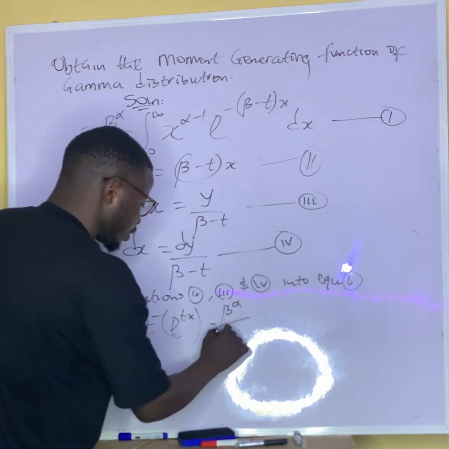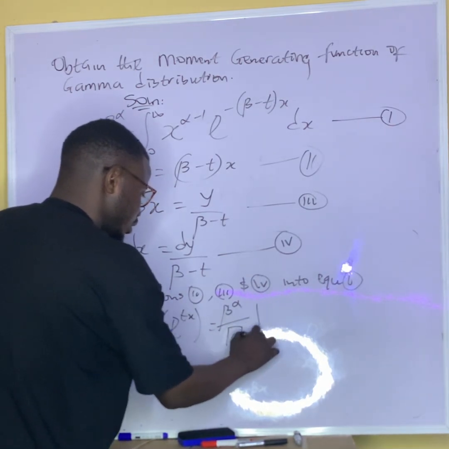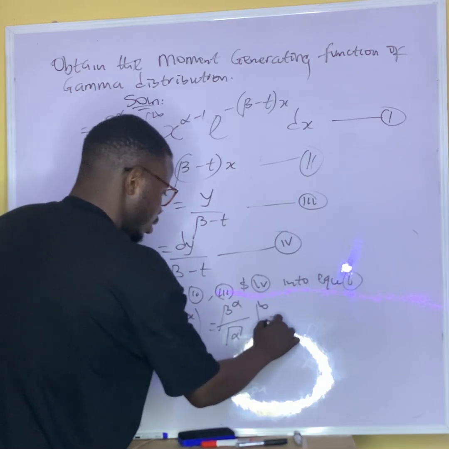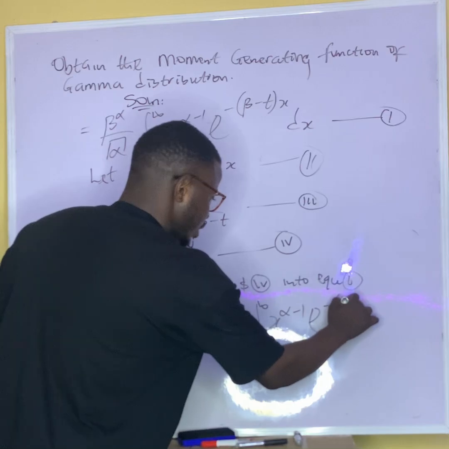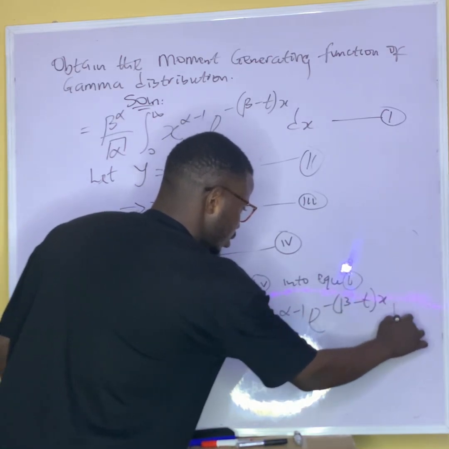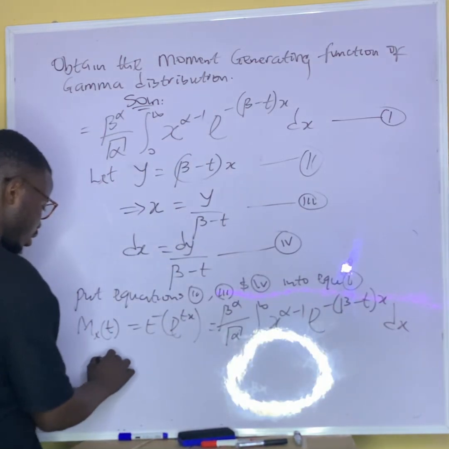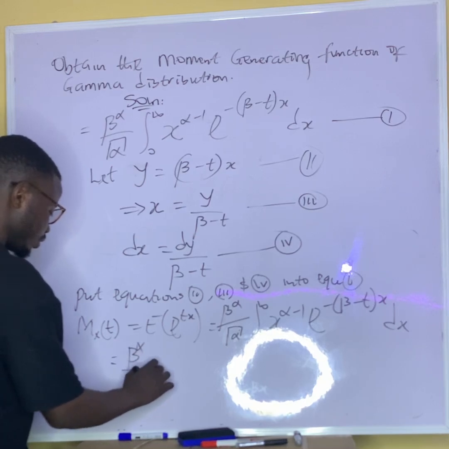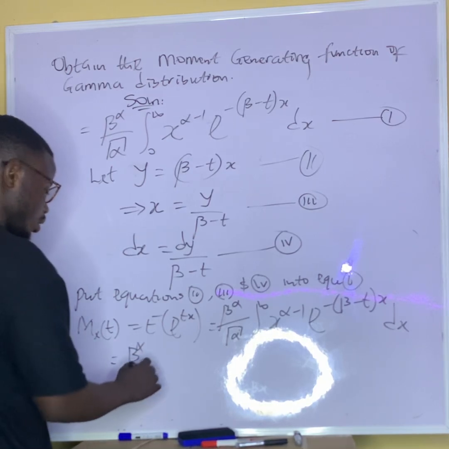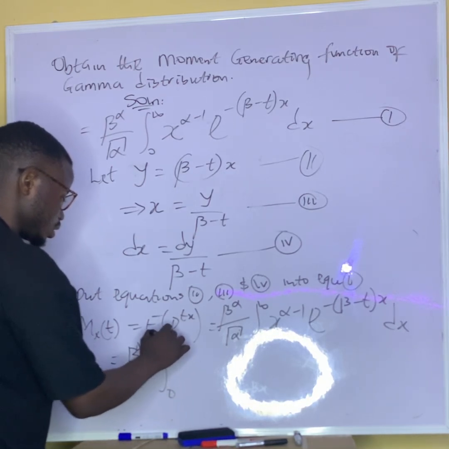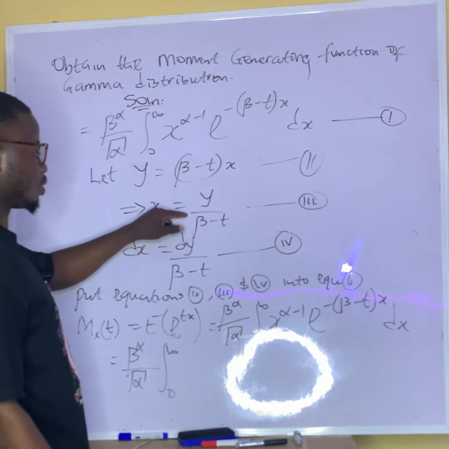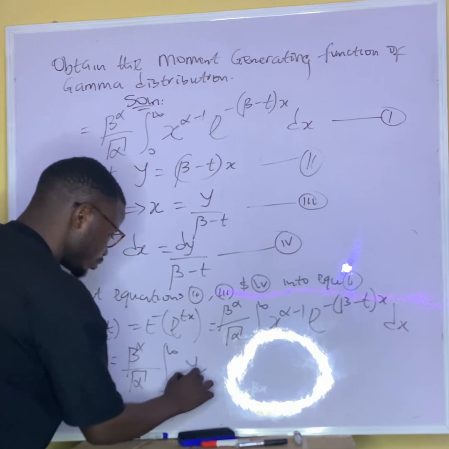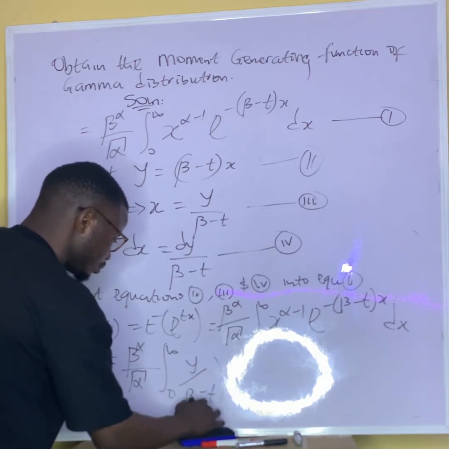So beta raised to the power alpha over gamma alpha, the integral from 0 to infinity of x raised to the power alpha minus 1 times exponential of minus open bracket beta minus t close bracket x dx. So now in this case, instead of writing x, don't forget that the value of x is equal to y over beta minus t. So we are going to have y over beta minus t.